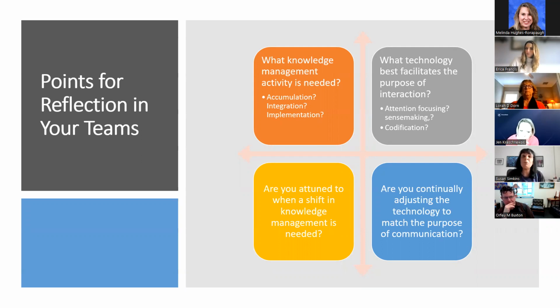The poor performing teams in this research just stayed with one technology and didn't do anything other than that. And they expected that technology to meet all the different needs and dynamism changes in the team, and it doesn't. And so continually being willing to adjust and move across different technologies to match what you're trying to do in terms of knowledge integration is key.